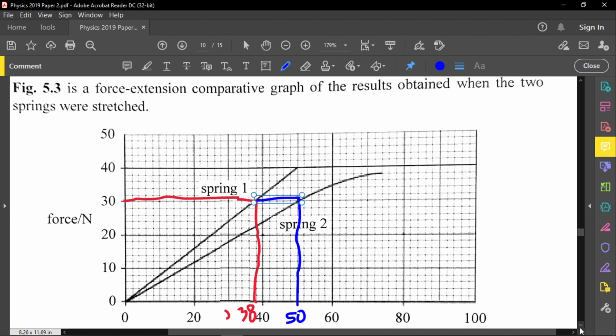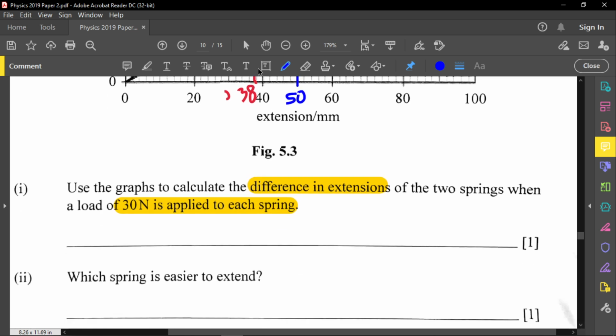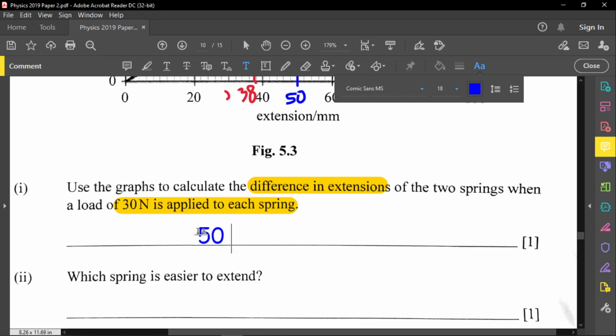Please bear with me. All right, so let's now go into the calculation. They want to know the difference between these two things, right? So the difference between the two extensions, one is 50, one is 38. So spring 2 goes out to 50. So we're going to say the difference is 50 minus 38, right? And so 50 minus 38, what you get as a result here is 12, and that extension is in millimeters.